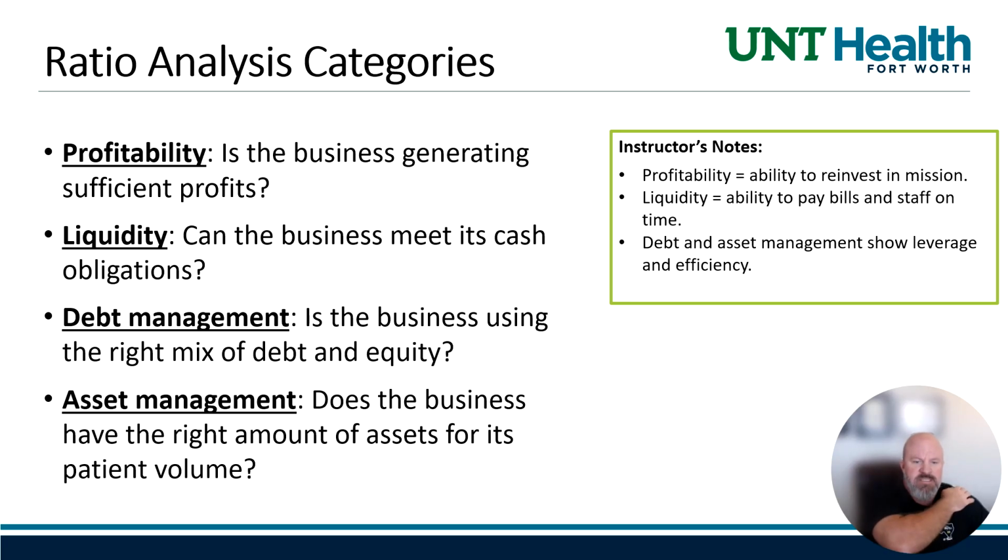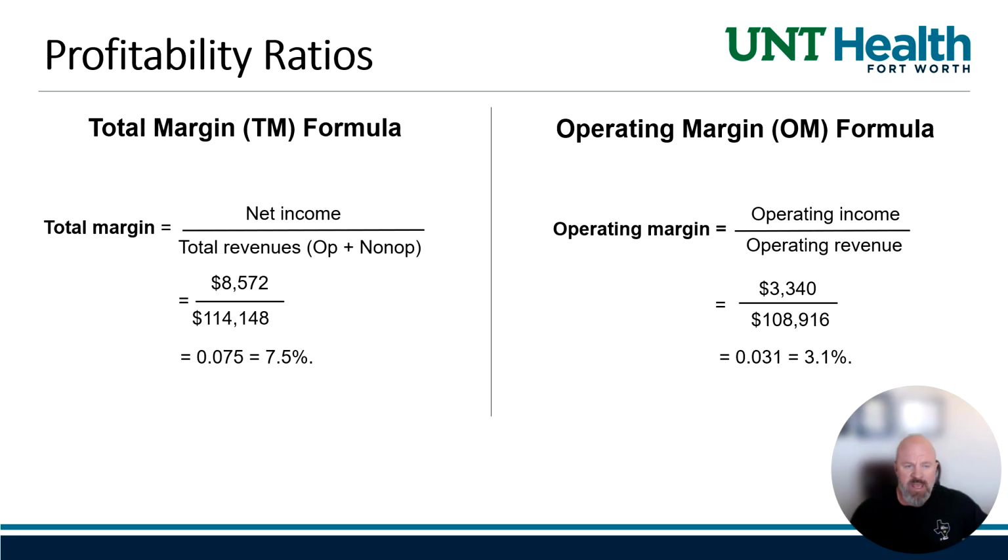Debt management: is the business using the right mix of debt and equity? We don't want to give too much of our equity away because then we dilute our ownership. And when that happens, you've got too many owners and too many people that you'd be responsible for. It's hard to make decisions, things like that. So we can use debt management. Asset management: does the business have the right amount of assets for its patient volume? That helps us show leverage and efficiency. Like, do we need more equipment to do what we're trying to do? Or are we at the extent, are we optimized? Are we over leveraged for what we're trying to do with the small amount of resources that we have?